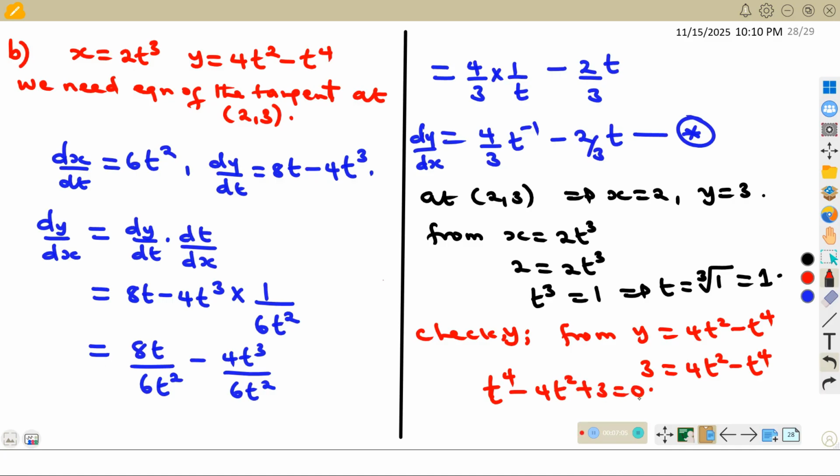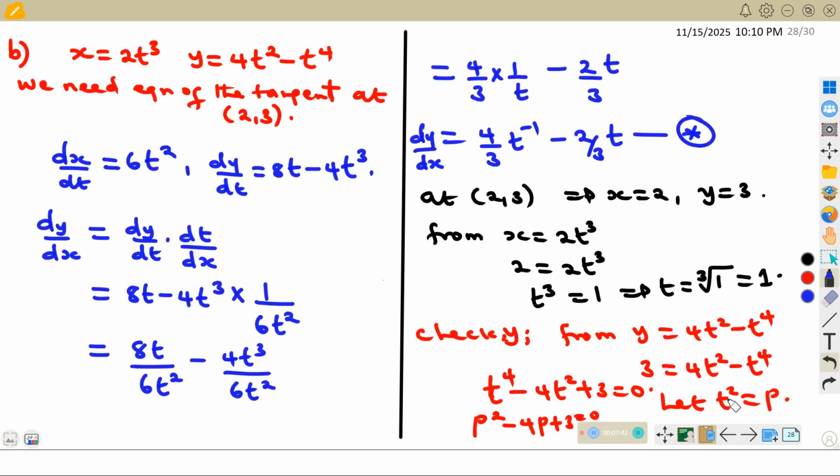Let us try to simplify this and see whether we shall be able to get the same value for t. From this given point, we can let t squared be equal to, for example, p. For that case, we shall have p squared minus 4p plus 3 equal to 0. So let us solve this. We have p squared minus 4p plus 3 equal to 0, and that is basically what we need to solve for the values of p.